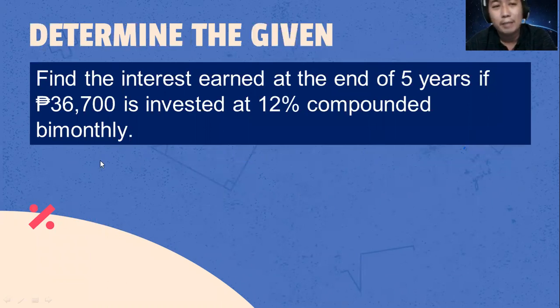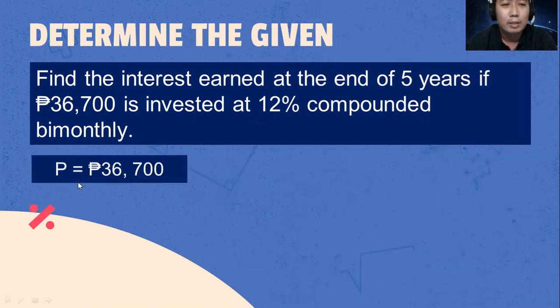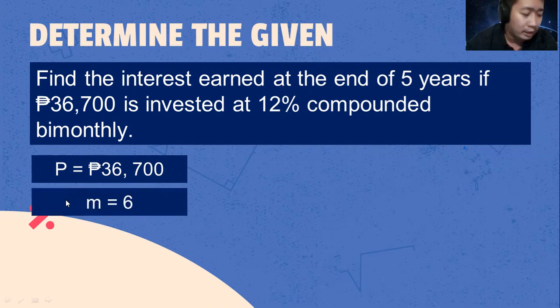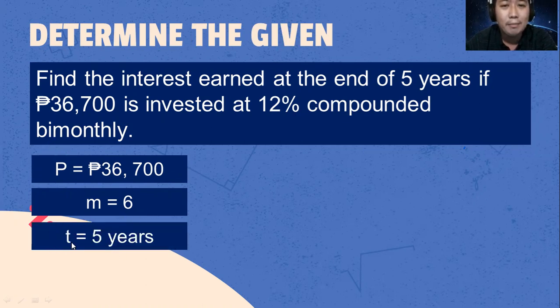Let's identify the problem and the given of the problem. Find the interest earned at the end of 5 years if 36,700 is invested at 12% compounded bi-monthly. So what are the given? We have the principal amount, that is 36,700. This is the amount of money borrowed. Then we have m, the number of conversions, that is bi-monthly. There are 6 payments per year because it's bi-monthly. Then we have time, that is 5 years, at the end of 5 years.